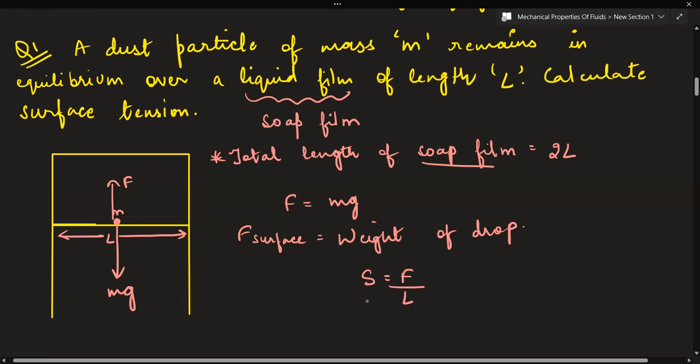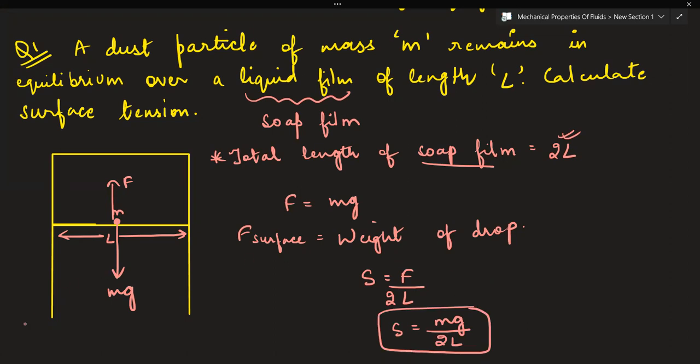But in case of a soap film, the total length is 2L. So the surface tension, which would be F by L normally, for a soap film would be F by 2L. And what is F equal to? mg. So can I write surface tension as mg divided by 2L? This gives us the value of the surface tension. Just note this down.